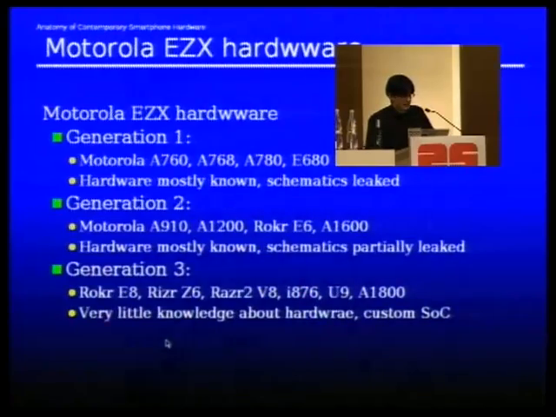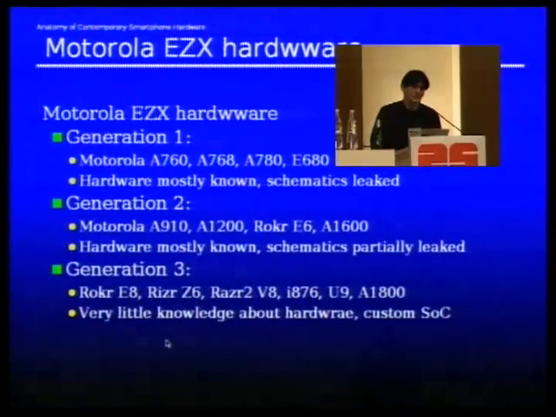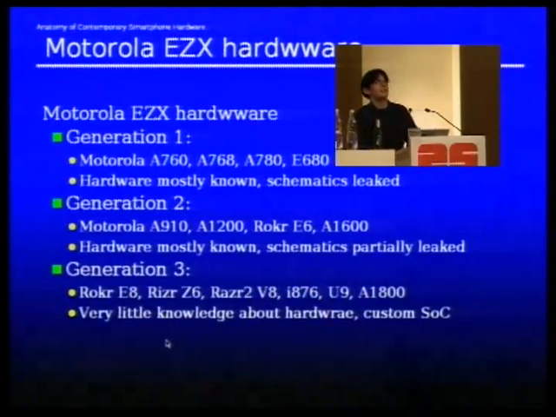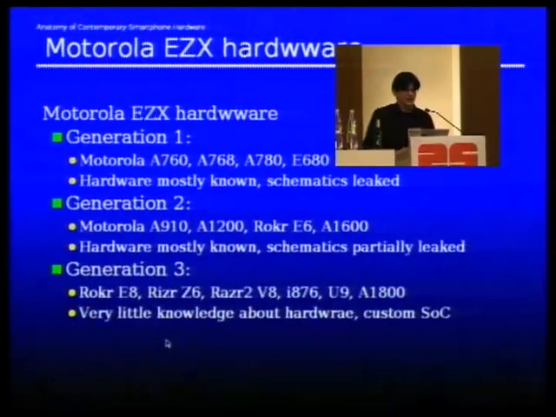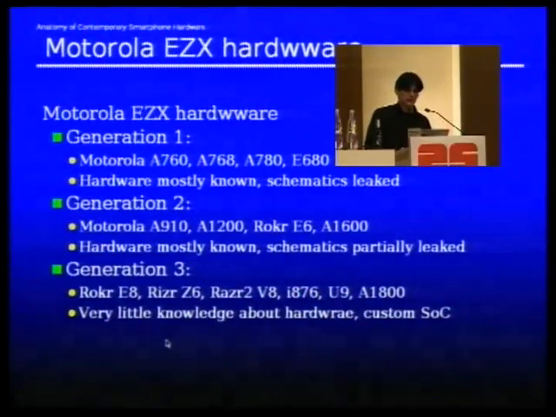Let's look at some other hardware. The Motorola EZX hardware, which obviously has only one W, as I recognize now, has multiple generations. There is generation number 1, which includes the A760, the A768, the A780, and the E680. All of these devices are not very commonly known in the Western world. They're mostly sold in the Asian market. The only thing that ever was, I think, regularly sold in Europe was the A780.